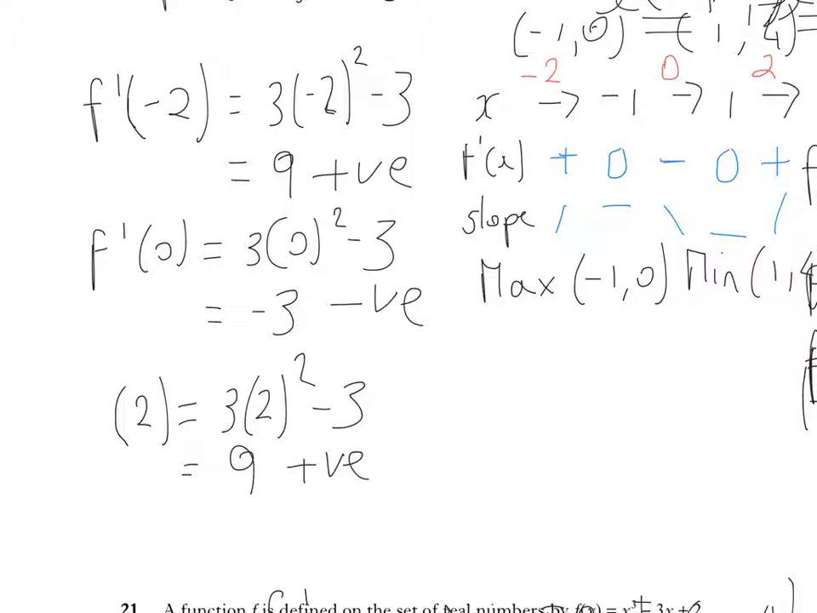again. So what I can see then is that the gradient goes from positive to 0 to negative to 0 to positive, meaning that I've got a maximum turning point at -1, 0 and a minimum turning point at 1, 4, which agreed with the double derivative method.